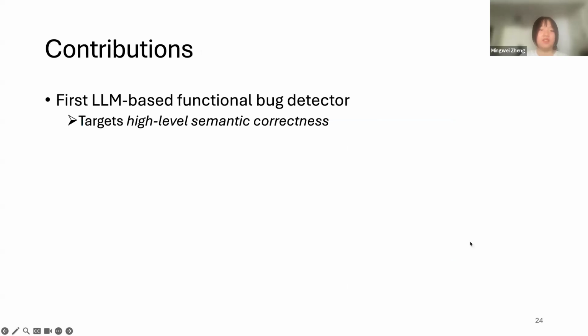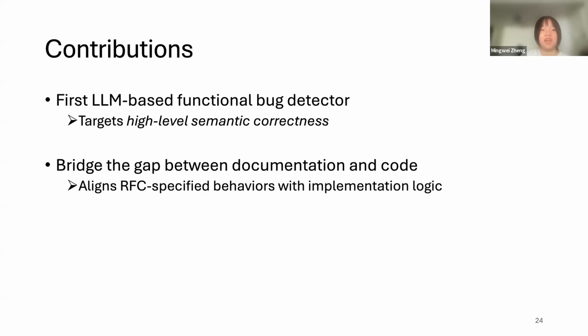Here I would like to summarize our contributions. Currently, we think we are the first to use a large model for functional bug detection, which targets high-level semantic correctness instead of low-level safety bugs, because those have already been addressed quite well by existing traditional works. Then we try to bridge the gap between the documentation and the code, by aligning the RFC-specified behaviors with the implementation logic.